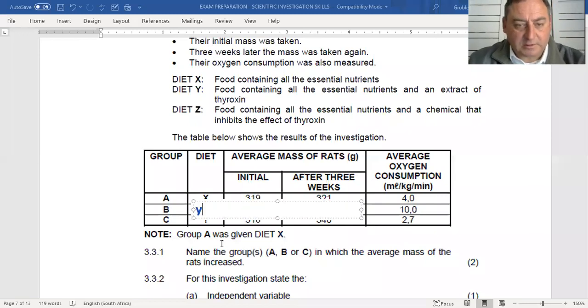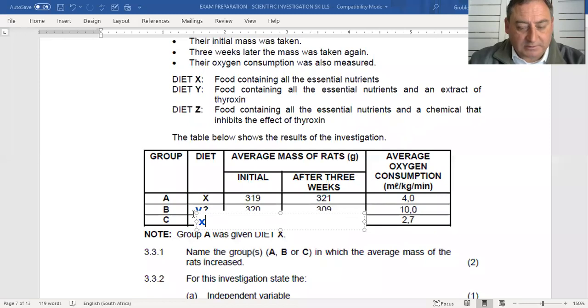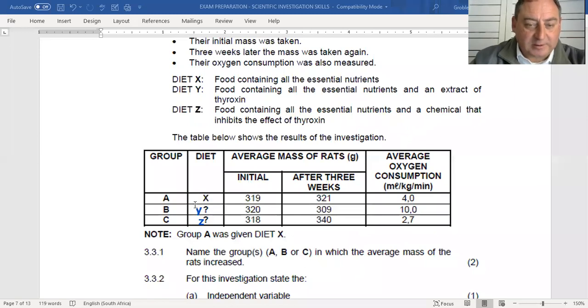So that one was Y. And the one where the thyroxine was not in fact, there was a chemical working against thyroxine, that one was diet Z. So now I know X, Y, and Z were given to those 3 groups according to that.